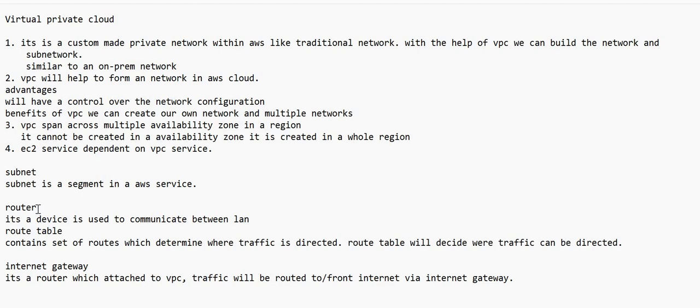To access the outside world, we need the main router, which is the internet gateway. Next, we're going to see how to create our own network, and with our own network we can create the EC2 instance.